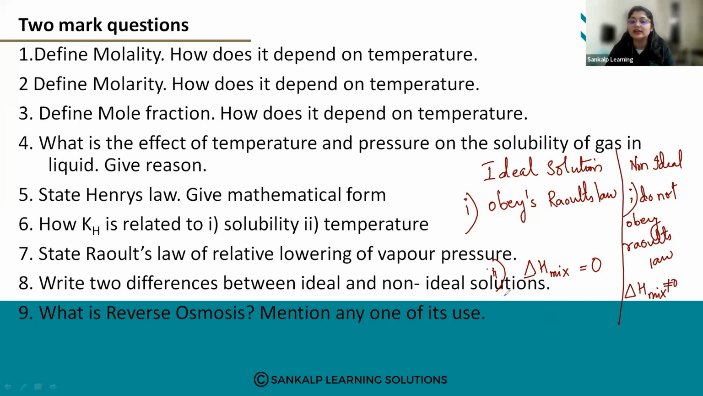So if you write this properly, delta H mix, all this should come. If there is any mistake, then it will be wrong. You can take one more point if you want: delta V mix, that is the change in volume after mixing, is equal to 0. Here delta V mix is not equal to 0. Any 2 points will get you 2 marks. Correctly, on either side, it should be written.